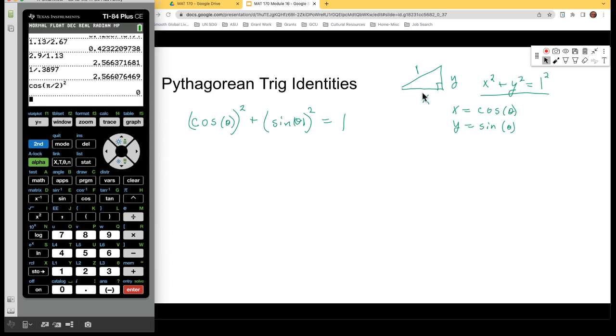But what you will see written is cosine squared theta plus sine squared theta equals 1. We're going to use this a little bit later in the course. It comes up quite often and gives us various identities. One of the identities it gives us: we can subtract sine squared theta from both sides, and you get that cosine squared theta equals 1 minus sine squared theta.